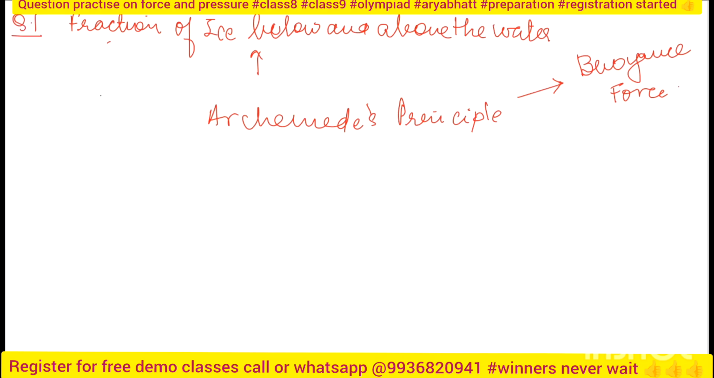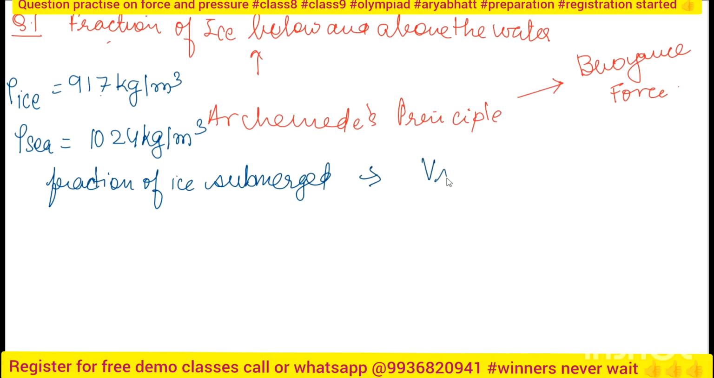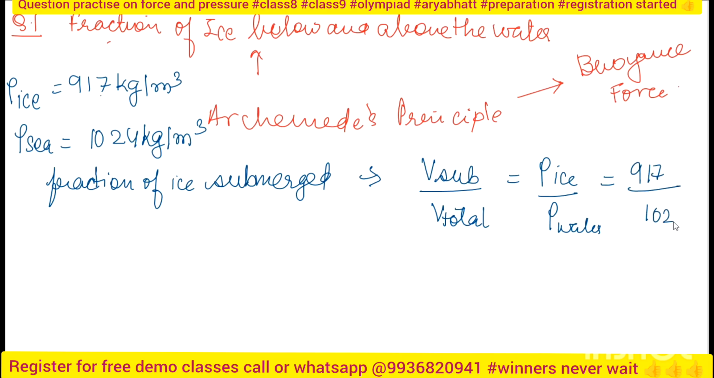Now see what is given. The density of ice is 917 kg per meter cube, and the density of sea water, where it is submerged, is 1024 kg per meter cube. How can I calculate the fraction of ice submerged by this principle? It is V submerged divided by V total, which is nothing but rho of ice over rho of sea water. So it will be 917 divided by 1024, approximately 0.8955.